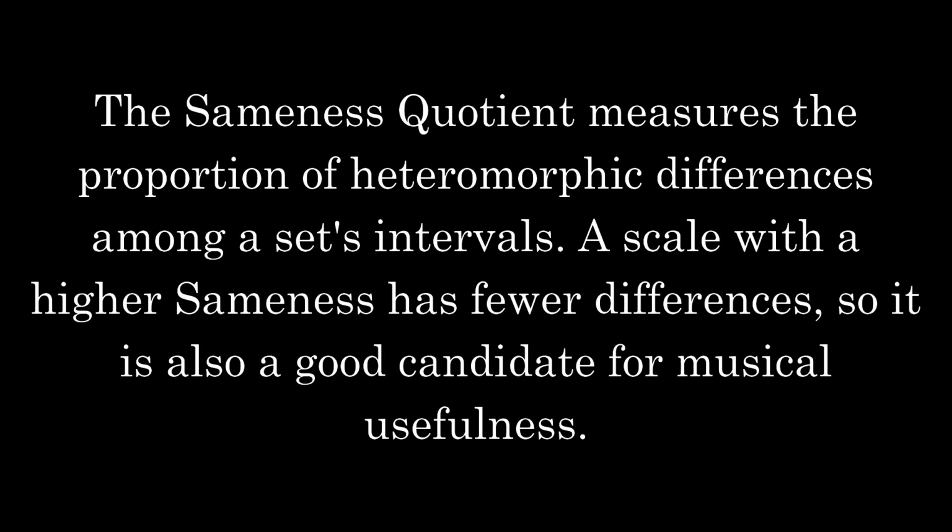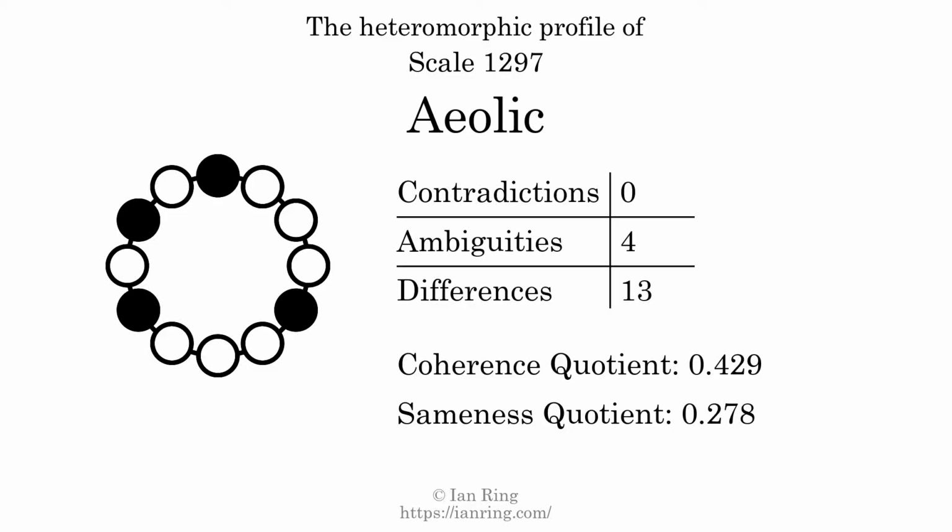The sameness quotient measures the proportion of heteromorphic differences among a set's intervals. A scale with a higher sameness has fewer differences, so it is also a good candidate for musical usefulness. The sameness quotient is 0.278.